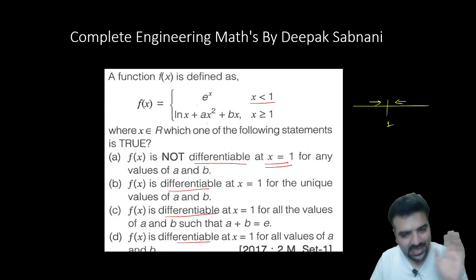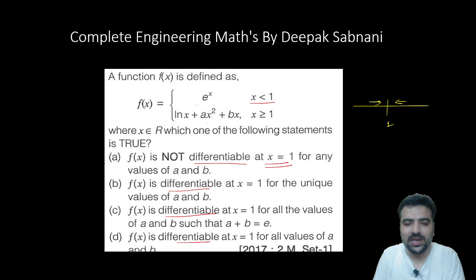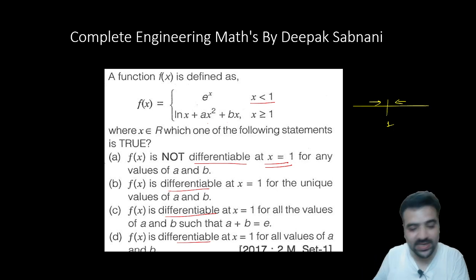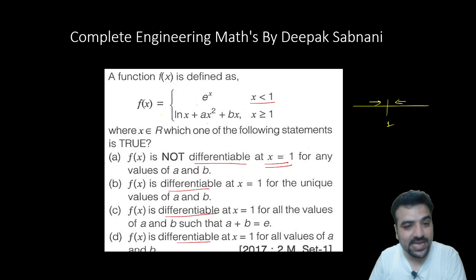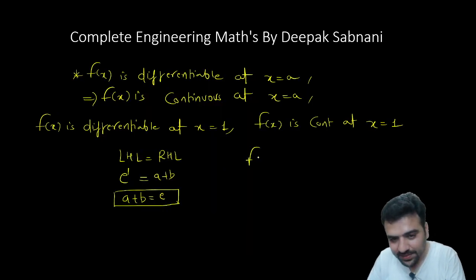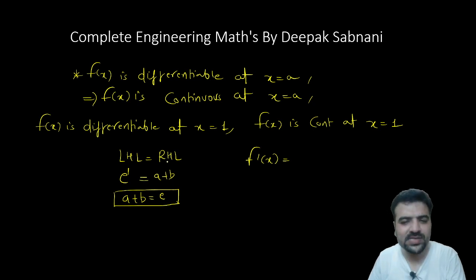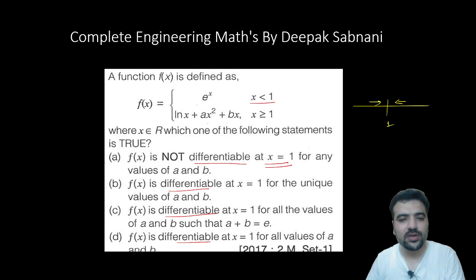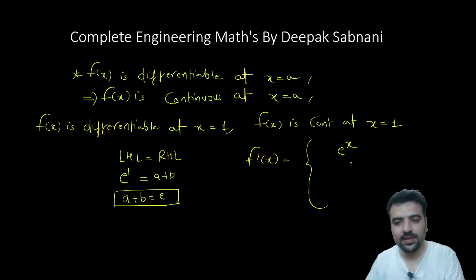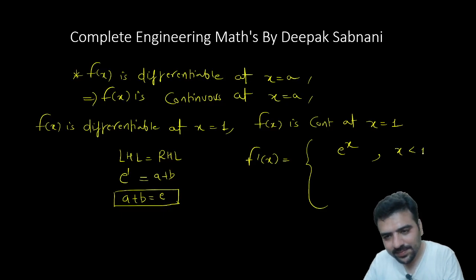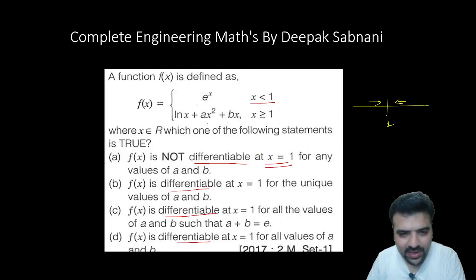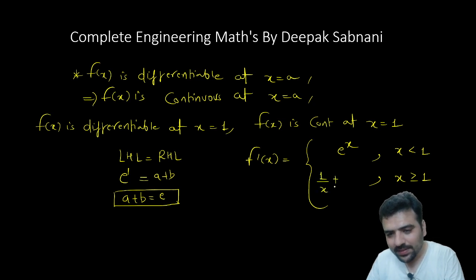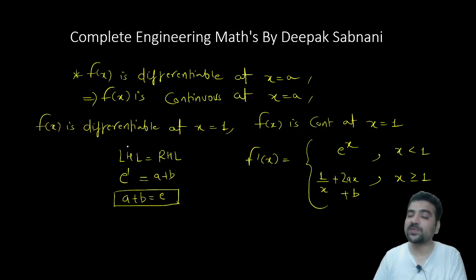Now, as it is continuous, in the last video itself I discussed that you don't need to apply that limit x tend to a of f(x) minus f(a) upon x minus a to check the differentiability. You can directly differentiate. The second step is you directly differentiate it. So, what is f dash x? Differentiating e to the power x gives e to the power x when x is less than 1, and when x is greater than or equal to 1, you differentiate ln x, which will be 1 by x, plus 2ax plus b. 1 by x plus 2ax plus b.